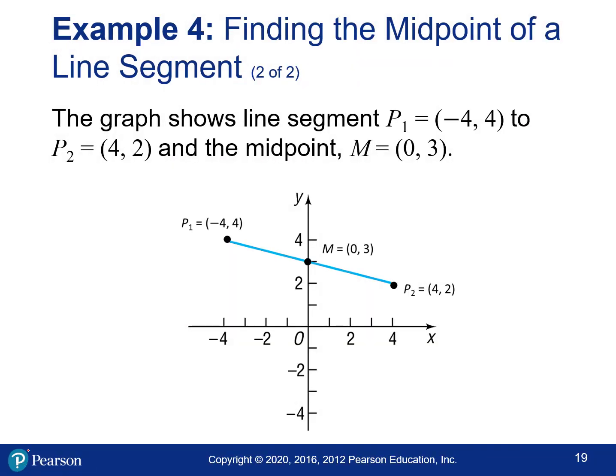And then notice, this is good news, that it looks like it's in the middle. So when we plot -4, 4, so we go over to -4, we go up to 4, we plot that point, and then we plot the point 4, 2, then our midpoint should look like it's halfway in between. And based on the midpoint that we solved for, 0, 3, yes, it looks halfway in between. So let's say we did our work mathematically and then our midpoint looked like it was over here, we know right away something was wrong. So that's just a nice check to let us know, hey, we got it right.